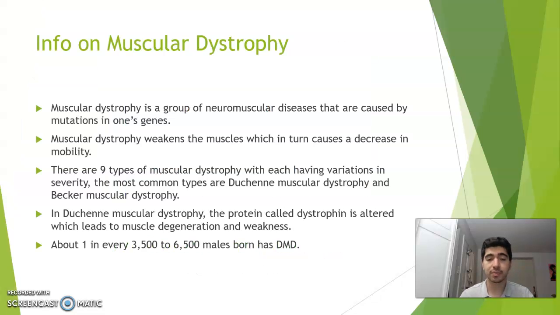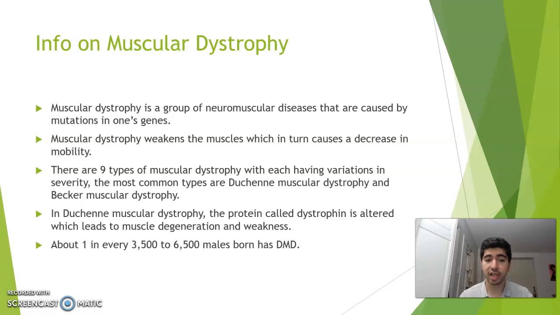So muscular dystrophy is a group of neuromuscular diseases that are caused by mutations in one's genes. MD weakens the muscles, which in turn causes a decrease in mobility. There are 9 different types of muscular dystrophy.